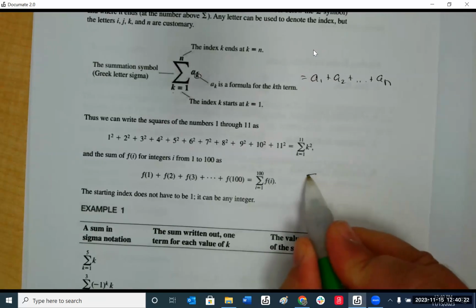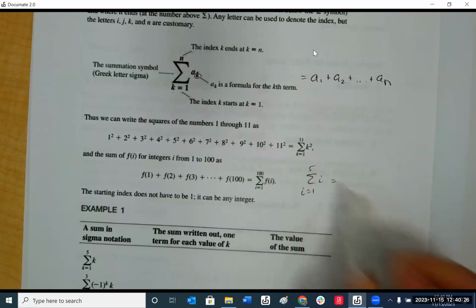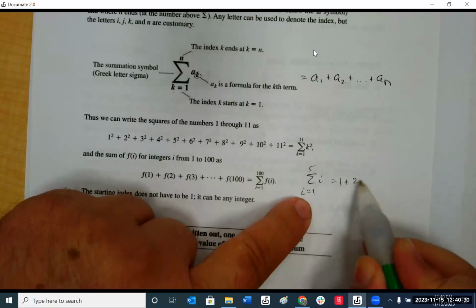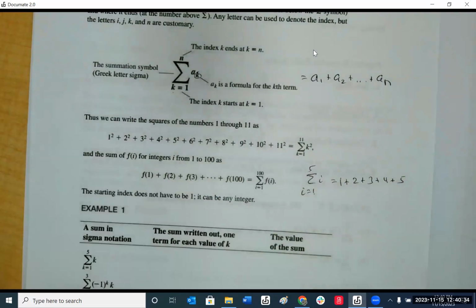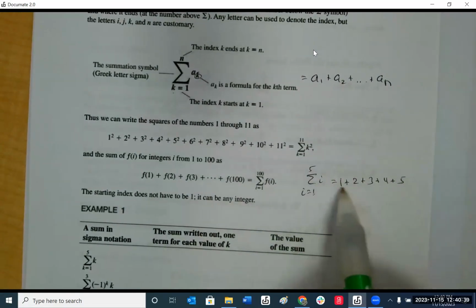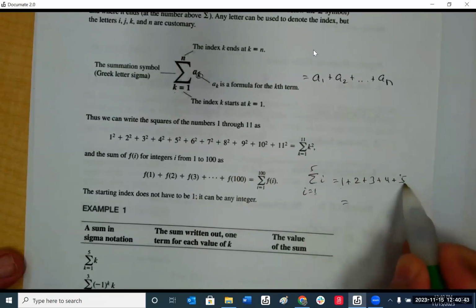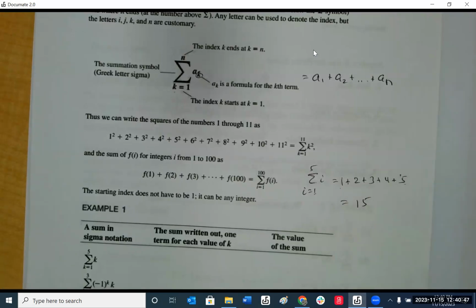Okay, so if I had the summation of i, i equals 1 to 5, the first time through i is 1, then i is 2, i is 3, i is 4, and this is the loop. You keep repeating it, starting at 1, until you get to 5. Once you get to 5, you're finished. Then you add them all up.